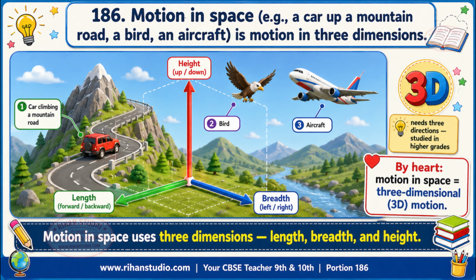Motion in space, for example, a car going up a mountain road, a bird, or an aircraft, is motion in 3 dimensions. The final idea of the chapter? When motion needs three directions, length, breadth, and height, it is three-dimensional or 3D motion, like a car on a winding mountain road, a flying bird, or an aircraft. You'll study this in higher grades. By heart, motion in space equals three-dimensional 3D motion.